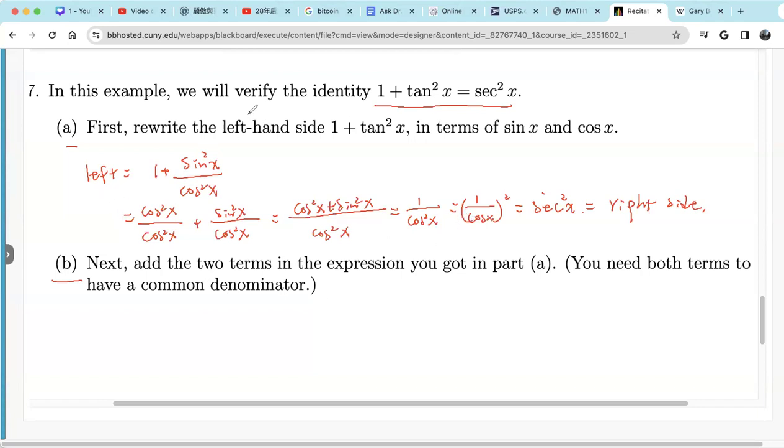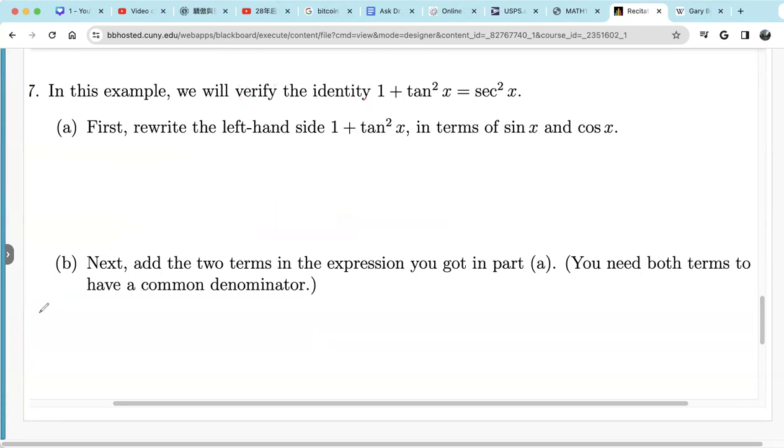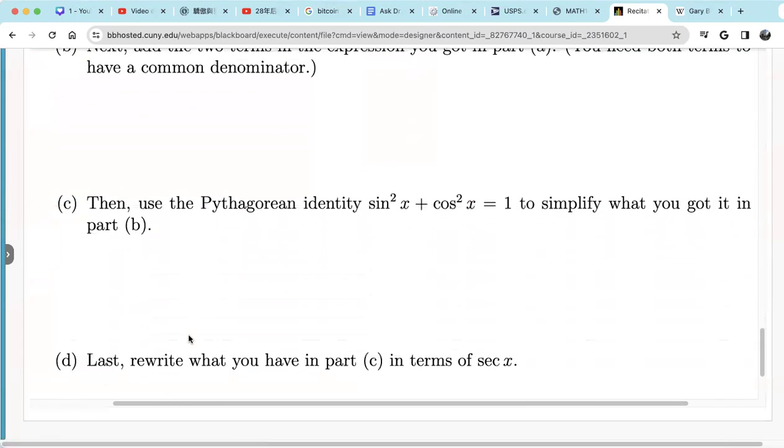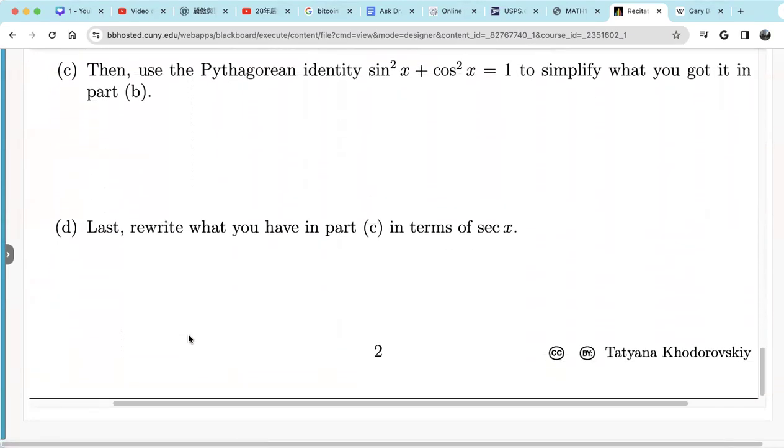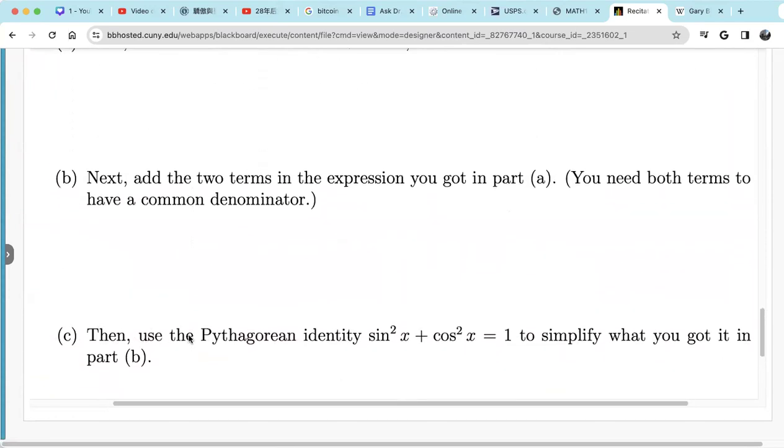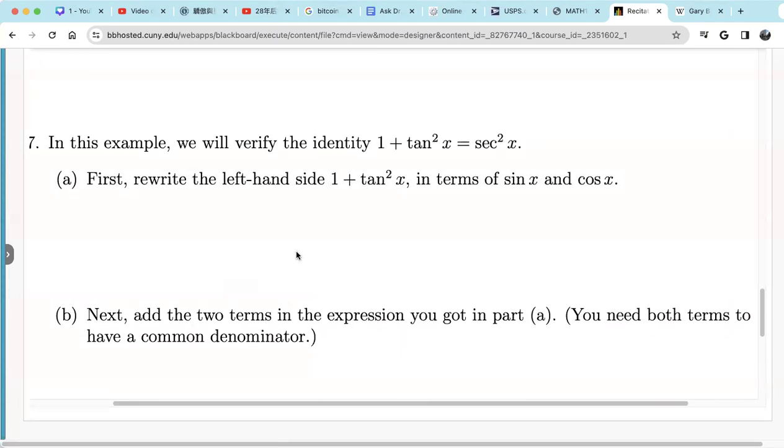So when we verify an identity, we start from one side and end at the other side. Sometimes if both sides are complicated, we want to simplify the left-hand side and simplify the right-hand side, so they meet at the same place. So that's verifying an identity. Okay, that's it. That's for recitation 9.